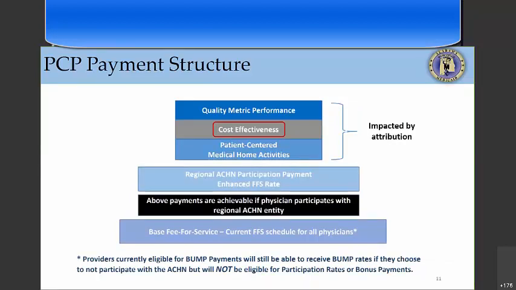As a reminder, our new payment structure is effective October 1. This includes enhanced fee-for-service rates for selected procedure codes. Bonuses will also be awarded to qualifying groups on a quarterly basis. These are based on quality measure performance, patient-centered medical home activities, and today's focus, cost effectiveness. Also, as mentioned earlier, bonuses are only impacted by attribution in year one.